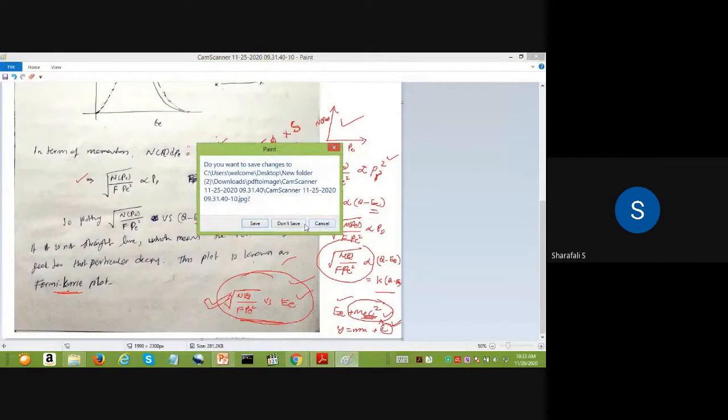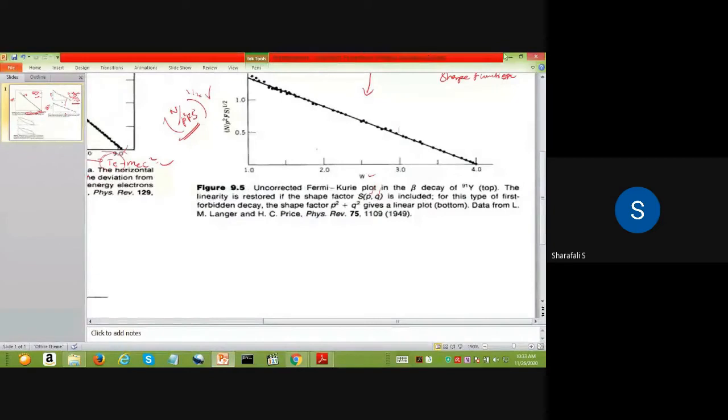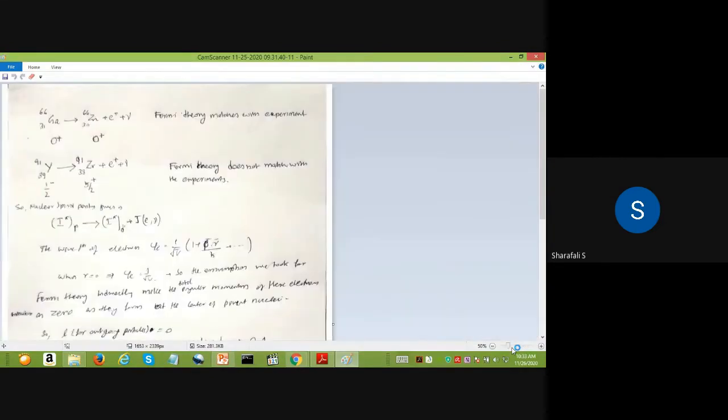We'll be going to some other important topic, which is the selection rule for beta decay process.